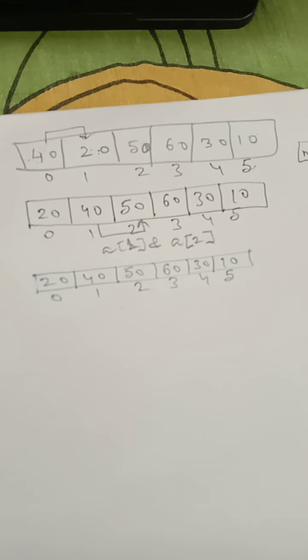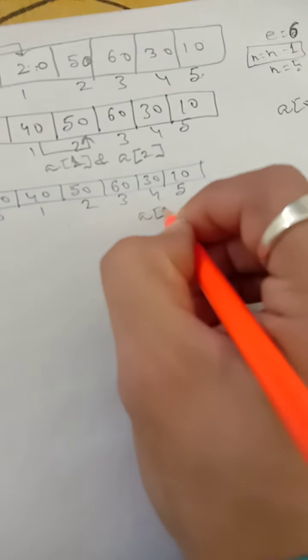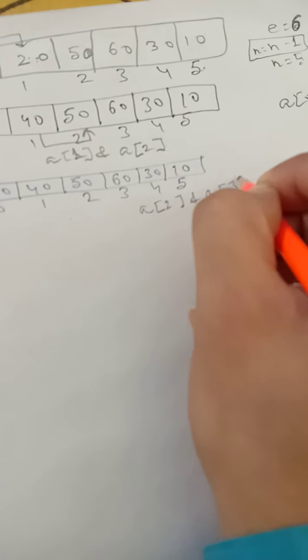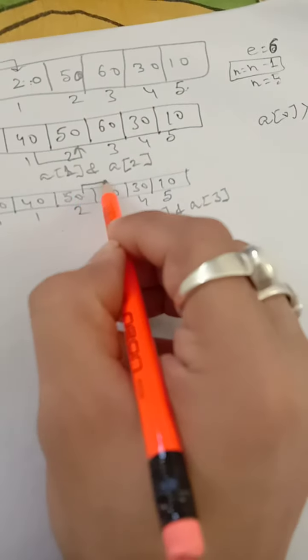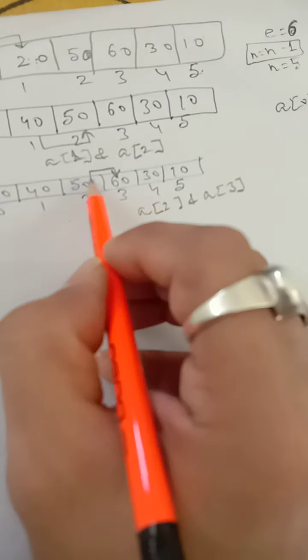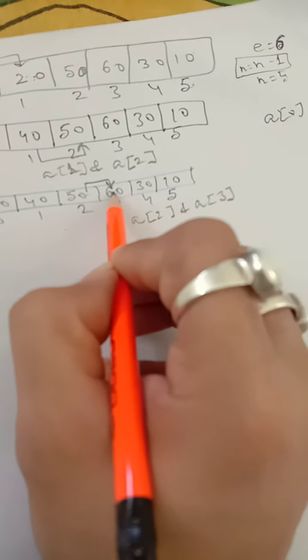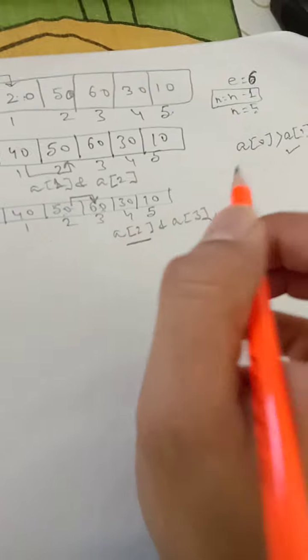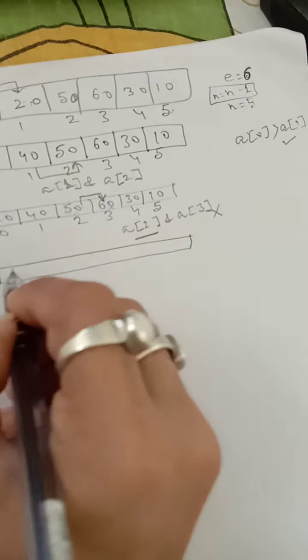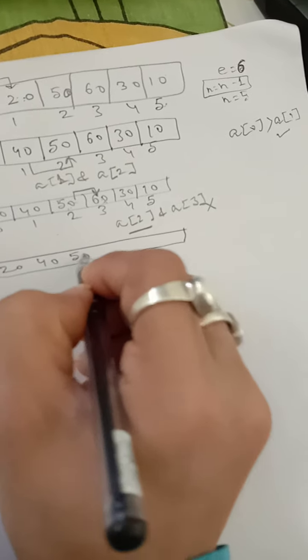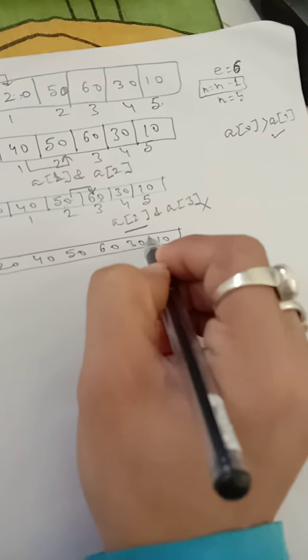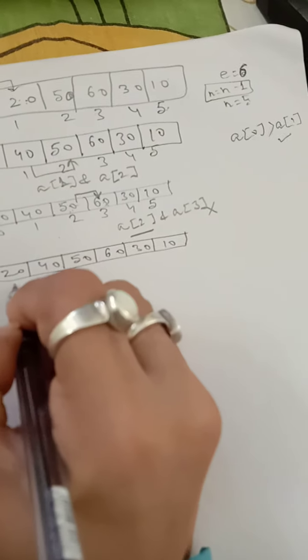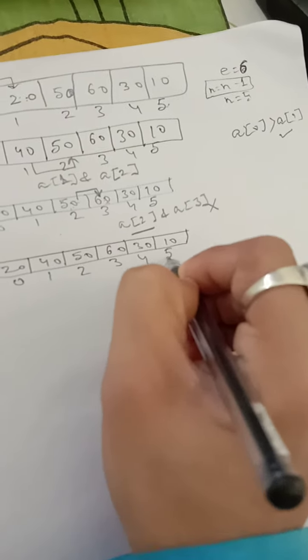Now my next duty is to check between a of 2 and a of 3. We see that 60 is greater than 50, but 50 is not greater than 60, so the condition remains false and swapping is not permitted. We will proceed further. That is 20, 40, 50, 60 followed by 30 and 10, indices 1 2 3 4 5. This happens.